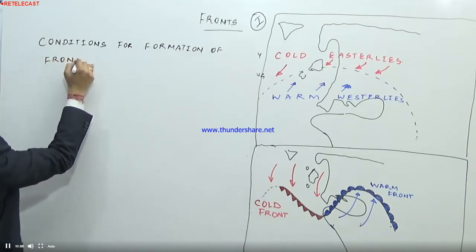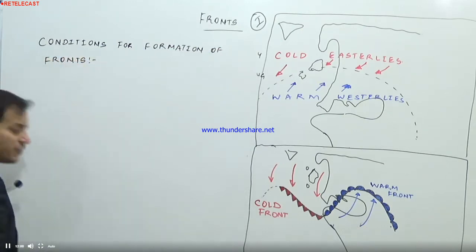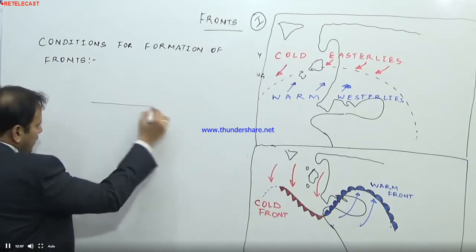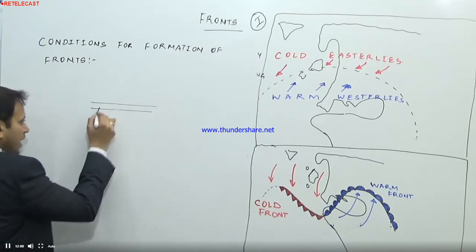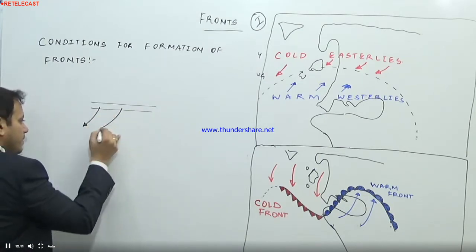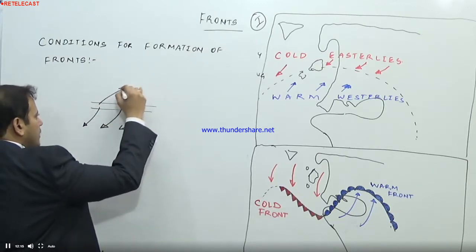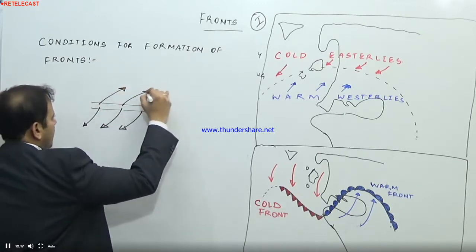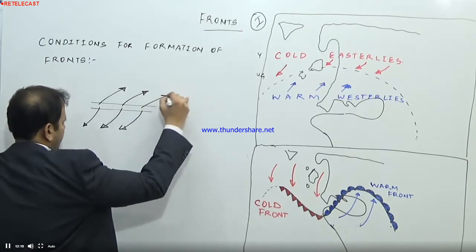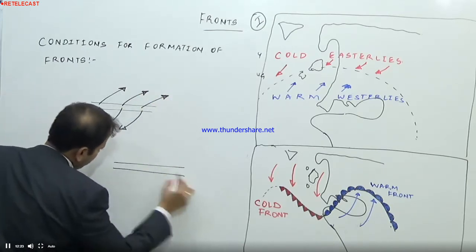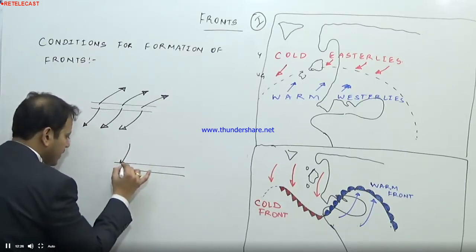What will be the conditions for the formation of fronts? Now see, the air circulation is in many different directions. If we look at the pressure belts in the world, the air circulation can be this way, that is, from a single pressure belt, winds diverge in two different directions. It can be this way: in a single pressure belt, winds are converging.